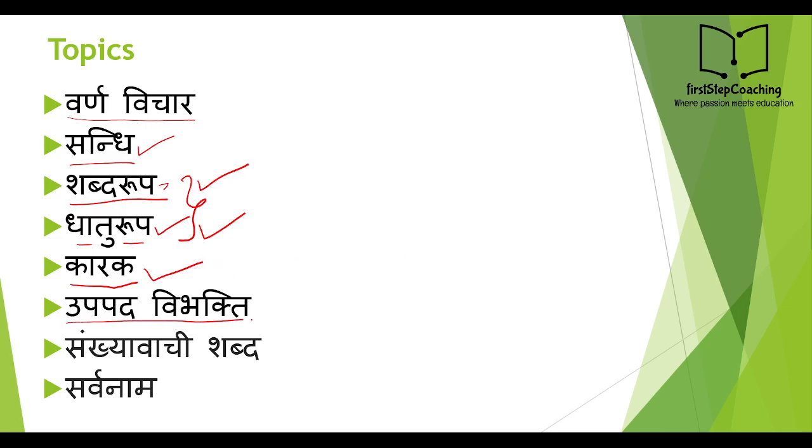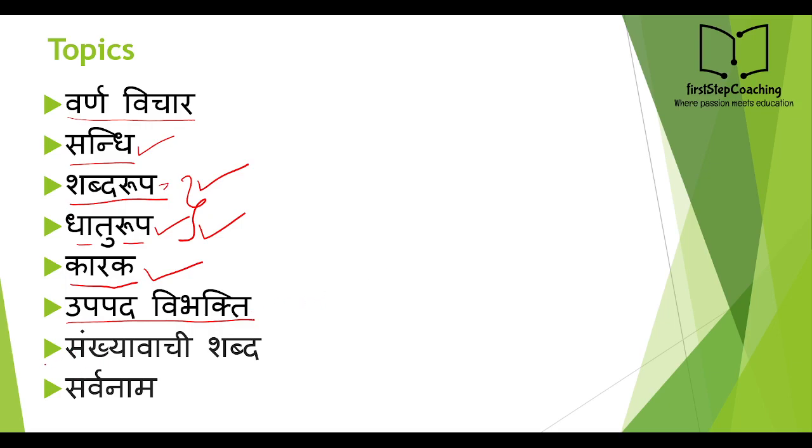Then comes Upad Vibhakti. So, other than Karak, we have some specific words in Sanskrit which actually decide which Vibhakti should be used for which word. So, those words will be just like rules. You have to remember them so that it will be easy to frame the sentences.